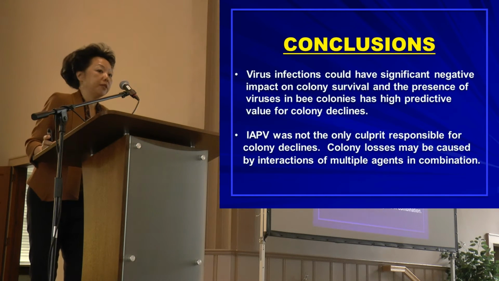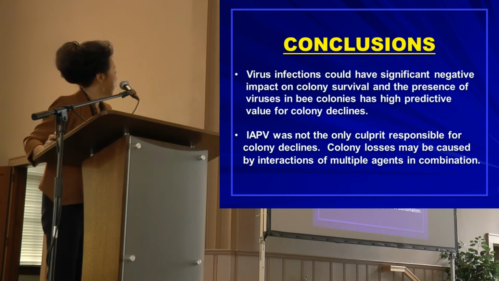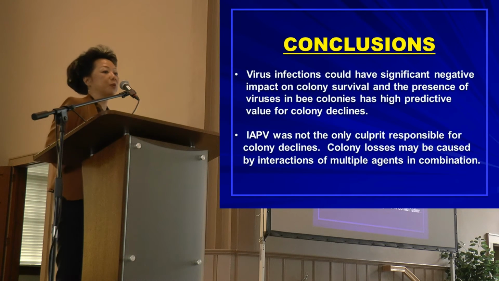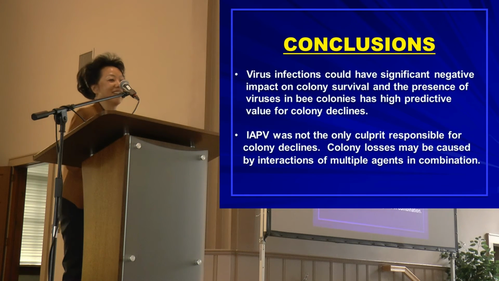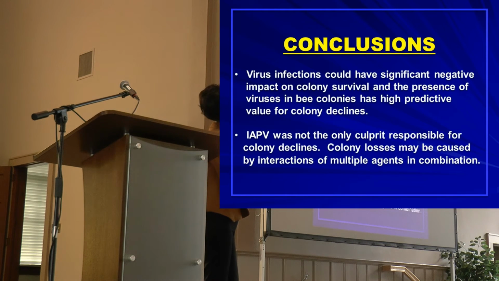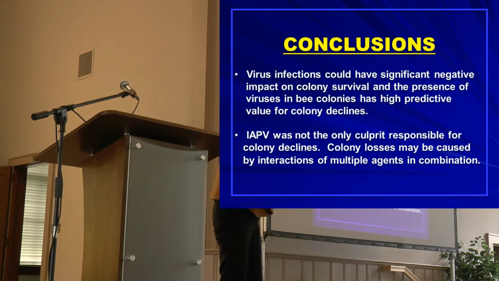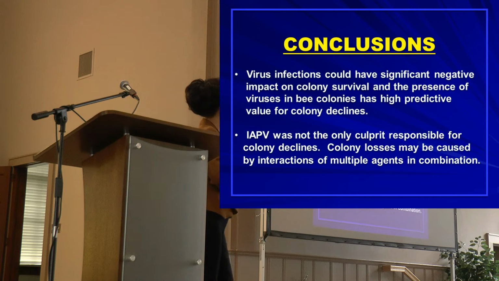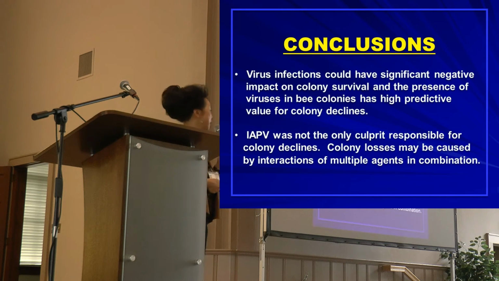Based on our research findings, we conclude that virus infection could have a significant negative impact on colony survival, and the presence of virus in a bee colony has a high predictive value for colony decline. IAPV was not the only culprit responsible for colony decline. Colony losses may be caused by the interaction of multiple agents in combination.